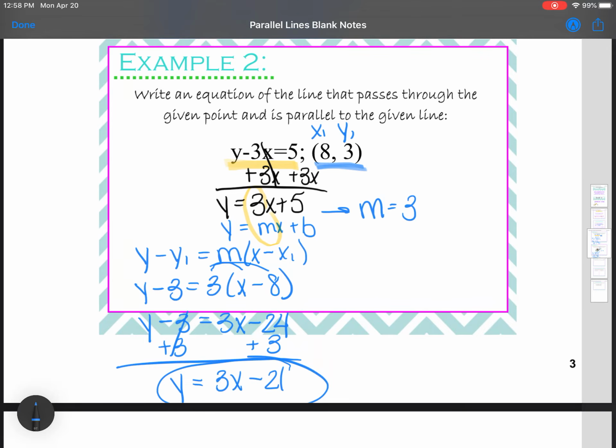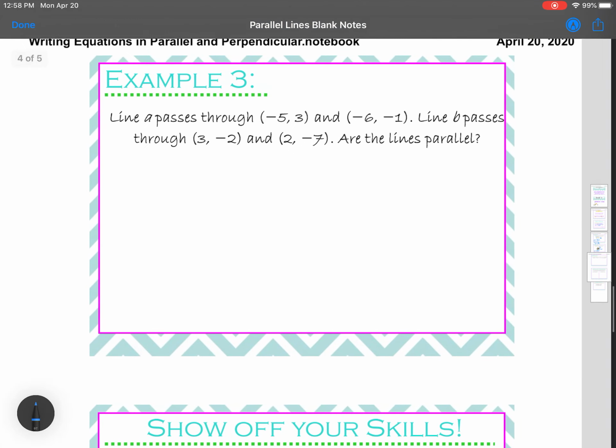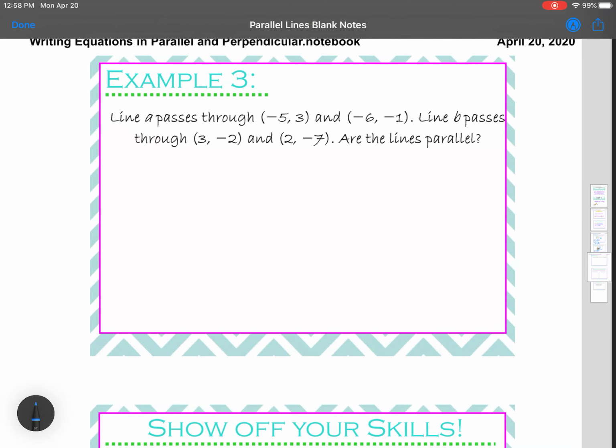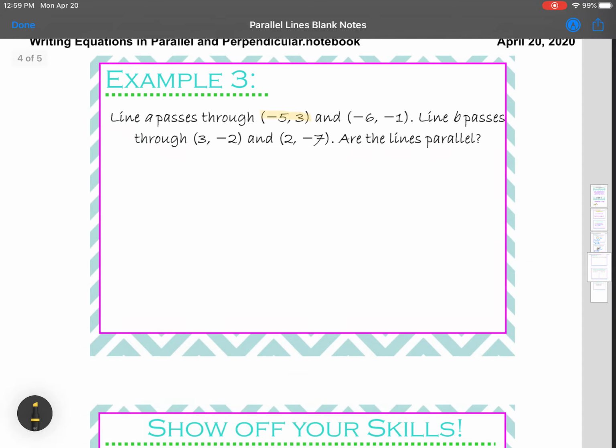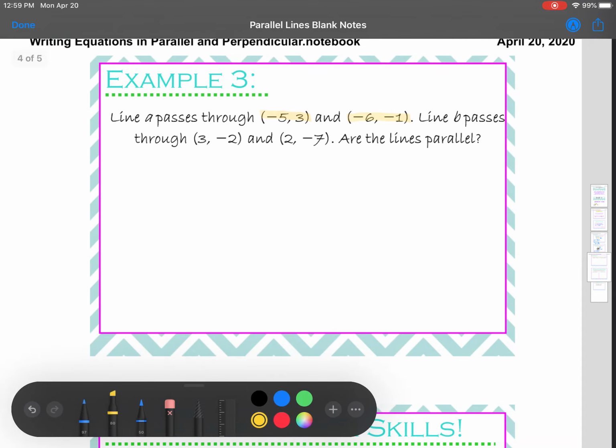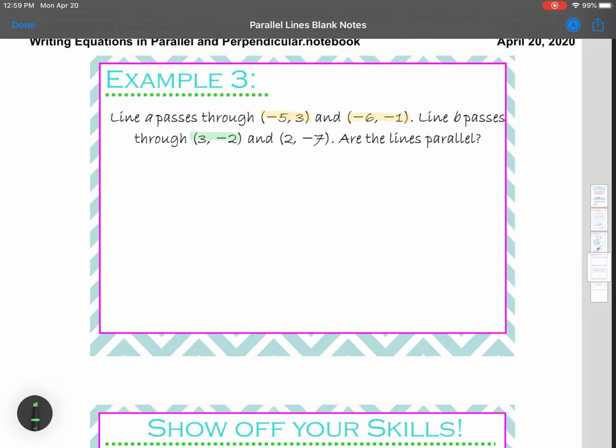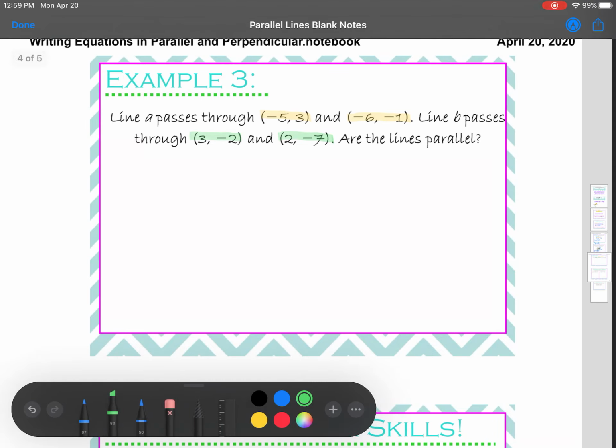All right, I've got a couple more examples, and then we're done for the day video-wise. Moving down, line A passes through the points negative 5, 3, and negative 6, negative 1. Line B passes through the points 3, negative 2, and 2, negative 7. Are they parallel? So, to determine if these two are parallel, we have to find the slopes of each.